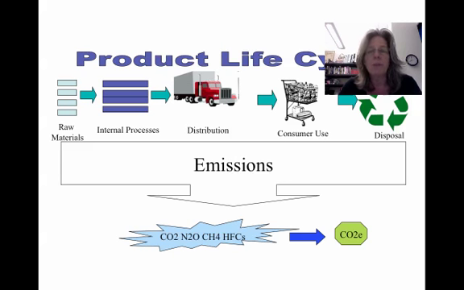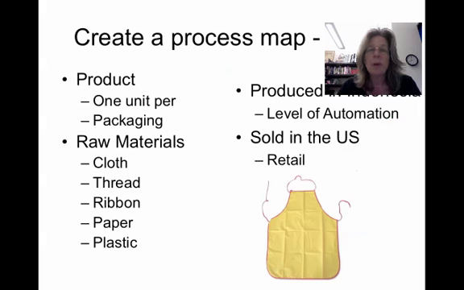What I want you to do now is I'm going to have you stop. We're at the end of this part of the video, and I want you to create a process map for an apron, very similar to the process map that I created for the textbooks. And we're talking about a product that's 1 unit per package, that we have a packaging like a plastic bag associated with it. The raw materials that are used are cloth, thread, ribbon, paper, and plastic. It's produced in Indonesia, and it has a high level of automation associated with it. It's sold into the United States.